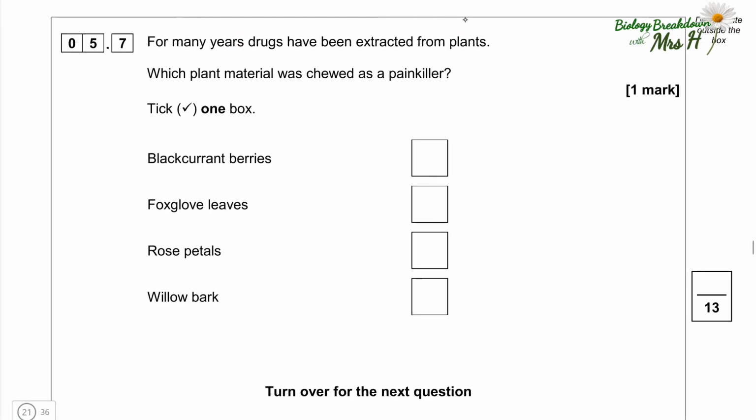For many years, drugs have been extracted from plants. Which plant material was chewed as a painkiller? So this was a long time ago, and that would definitely not be foxglove leaves. Please don't do it with those. Foxglove leaves are poisonous. It would be the willow bark.